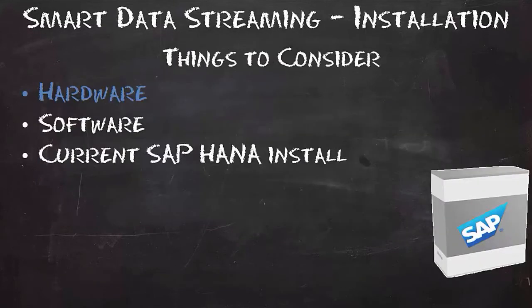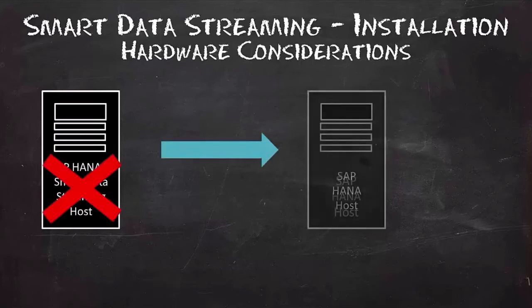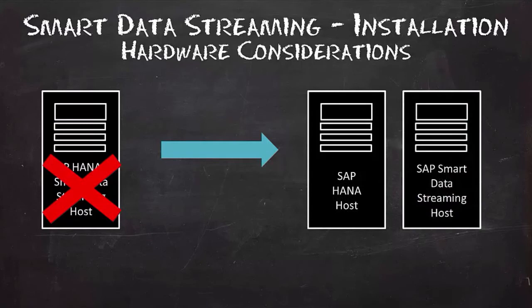Let's look at hardware. A common question from customers preparing to install SAP HANA with the Smart Data Streaming option is whether they can install both components on a single host. This is not currently supported. Instead, you're required to have at least two nodes in your HANA system, one for the core HANA components, and a second for the Smart Data Streaming option.